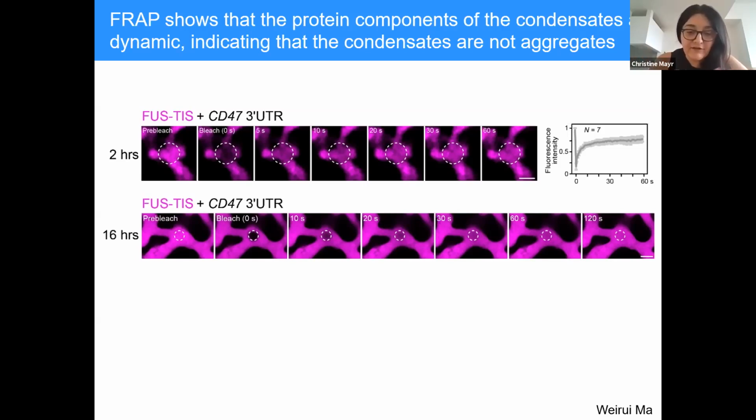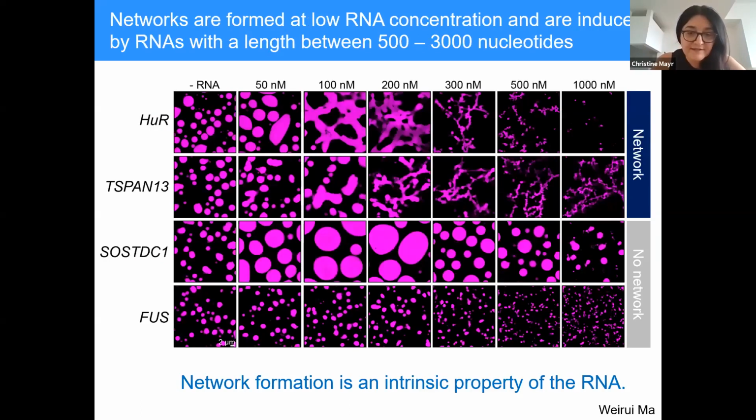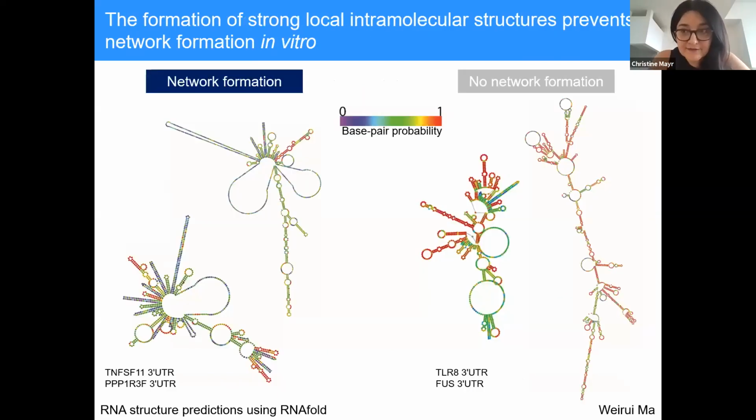Okay, so then Mayr, in the very end, did this experiment at 2 time points for 47 different mRNAs of different sizes and different concentrations. And bottom line is network formation is an intrinsic property of the RNA. So there are RNAs that always form a network, and there are RNAs that never form a network. And so what's the difference? Here's the result that basically led us in the right direction.